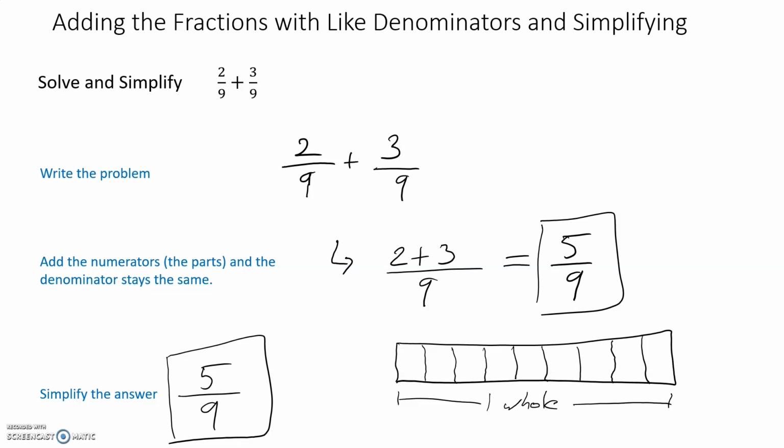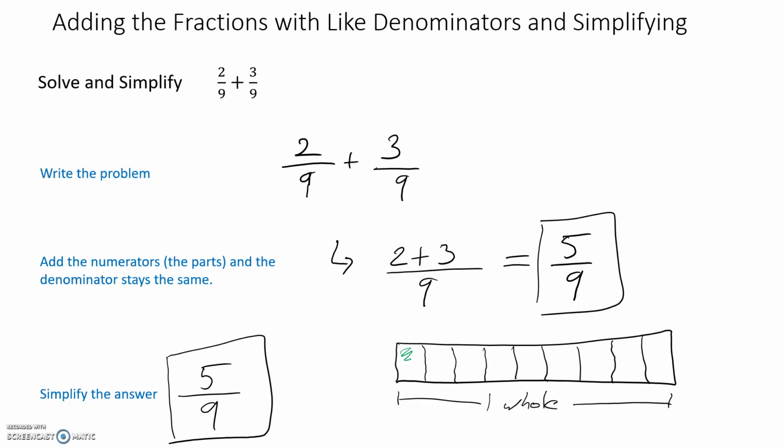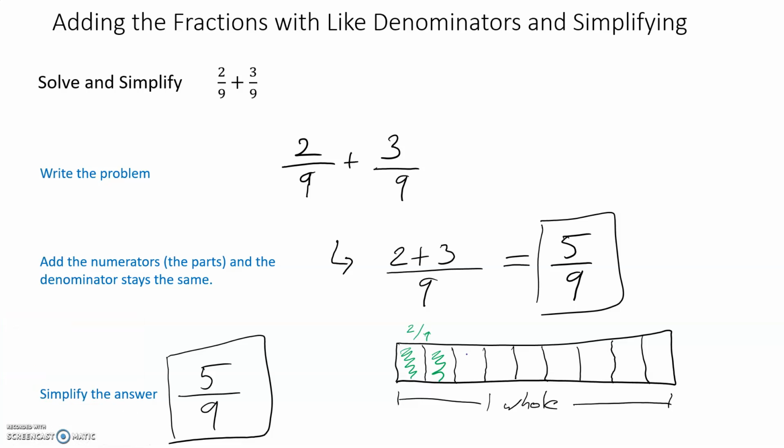So my first fraction is 2/9, okay? So I'm going to shade in 2/9. So 1, 2, that represents 2/9. All right, now I add 3/9 to that bar. I add 3 more parts to it. So 1, 2, 3. So I have 3/9. All right. Well, now I'm just going to count how many parts I have altogether, and I have 5 parts out of 9.